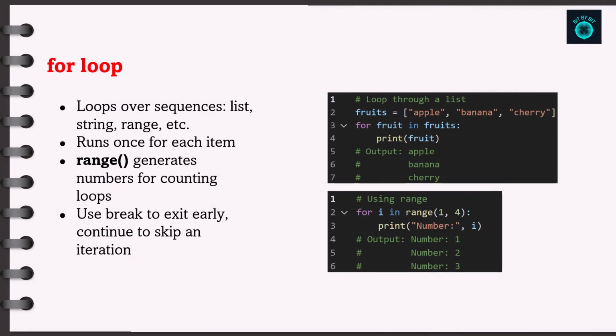For loop. The for loop in Python is used to repeat actions for every item in a sequence. That sequence could be a list, a string, or numbers from the range function. For example, you can loop over each character in a string or over each number in a list. Python automatically assigns each item to a loop variable. You can also use break to exit the loop early or continue to skip to the next item. The for loop is one of the most common ways to process data in Python.